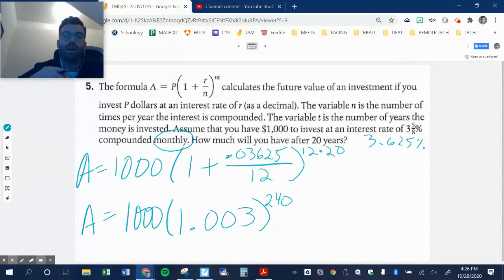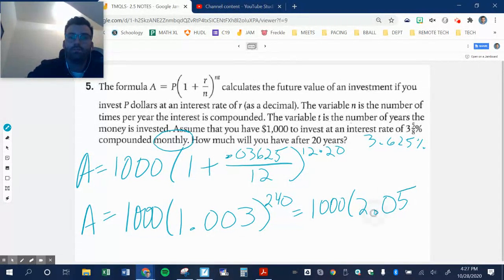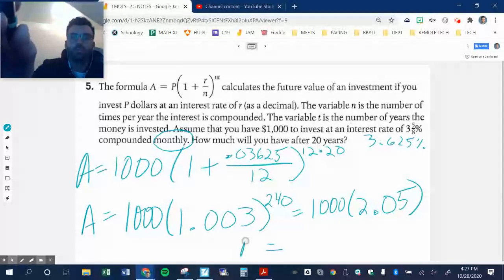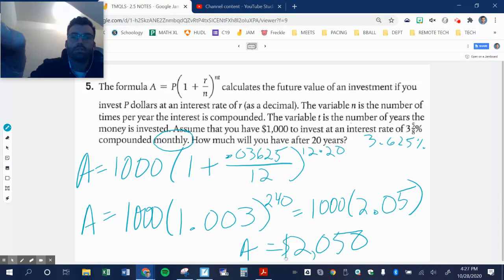Order of operations, got to do the exponents. I'm going to do 1.003 to the 240th power to get 2.05. 1,000 times 2.05 gives me an answer of $2,050.